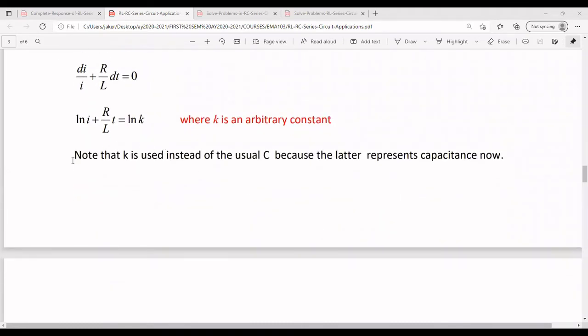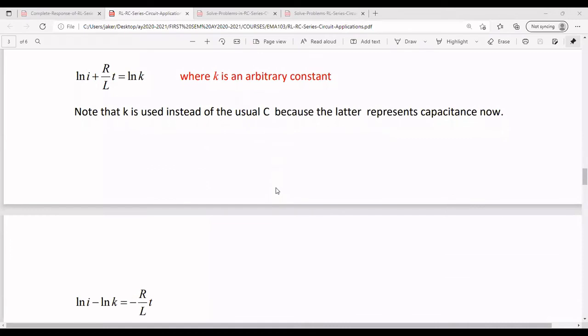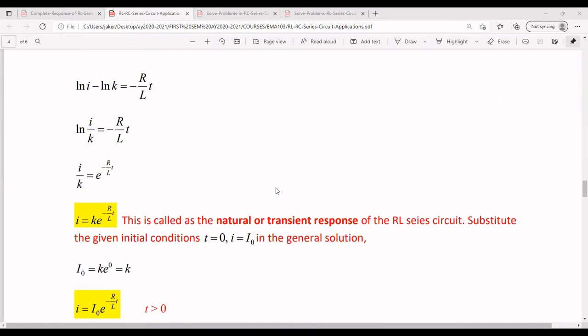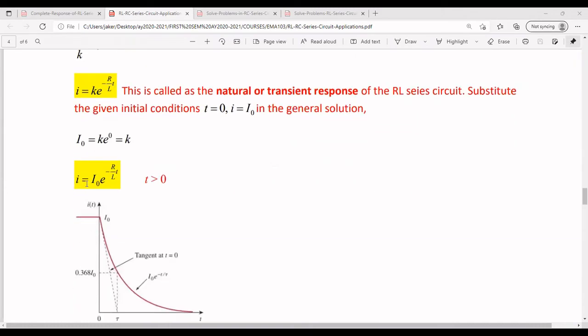Okay, in here it's being explained that instead of using C for the arbitrary constant, we use K, because in circuit application, we talk of the C as the capacitance. So to avoid confusion and later on substituting the wrong value. But nonetheless, this is our concern, that I is equal to I sub O e raised to negative R over L times the time. Okay, I have given the formula already. We have derived the formula, but nonetheless, it's here. We represent the initial current as I sub O, and that's for time equal to 0.